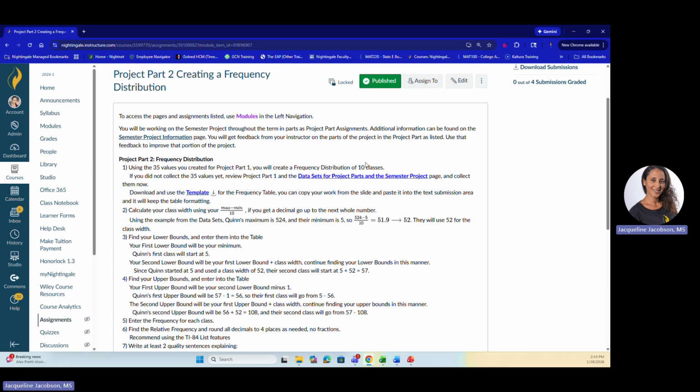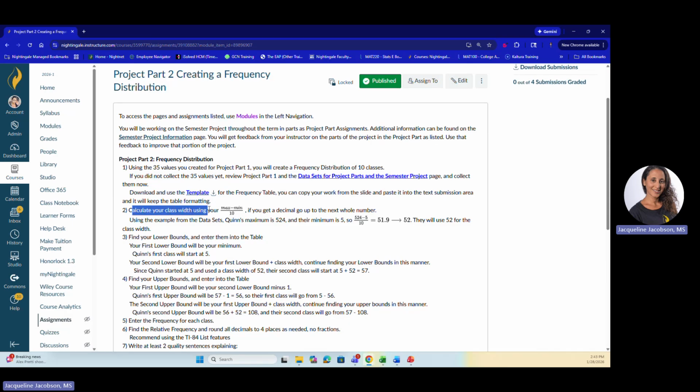So we're going to use that sample here to create a frequency distribution table with 10 classes. If you did not collect the 35 values yet, you go back to project part 1 in that video and follow the instructions to do that. Download the template if you need it here. But hopefully you guys are already working on it.